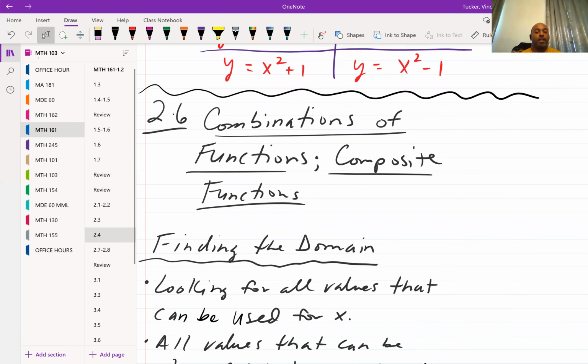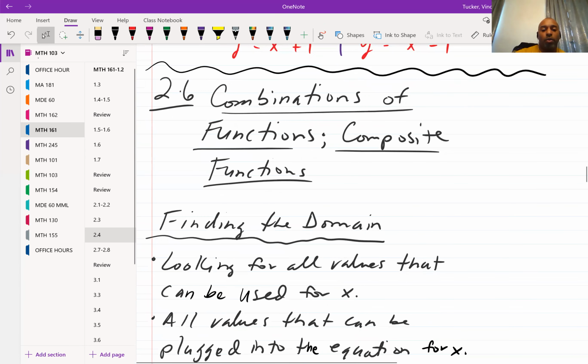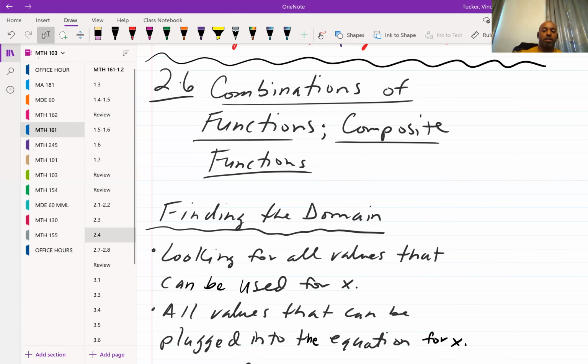All right, so the first thing they want us to do in this section is finding the domain. And I believe we talked about the domain before already in this class. We're talking about all the values that can be used for x. That's what the domain represents for us. All of the values that we can use for x, or in other words, all the values that can be plugged into the equation for x.